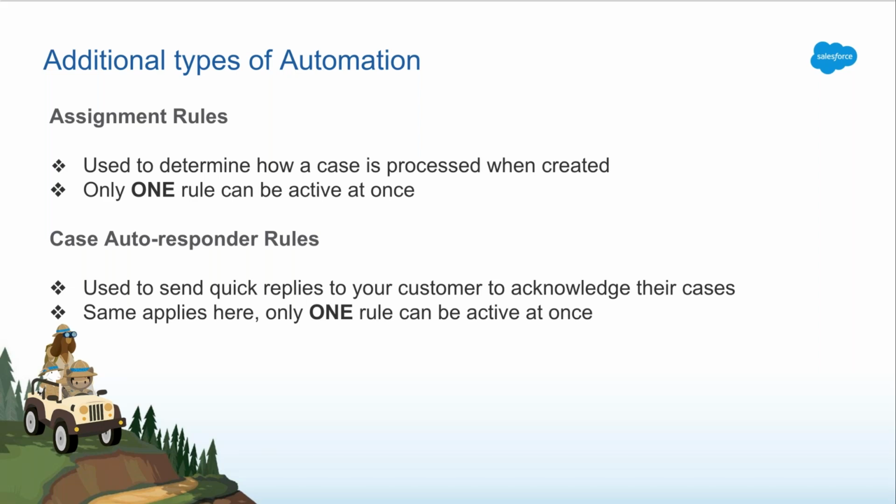Now, case auto-response rules are very similar. You would create an auto-response rule. In this case, it would most likely be on the case object. So you would want to create a case auto-response rule to quickly send a response or an email to your own customers and end users and let them know that someone on your team has received their case, you acknowledge that the case was received, and you'll reach out to them soon for further assistance.